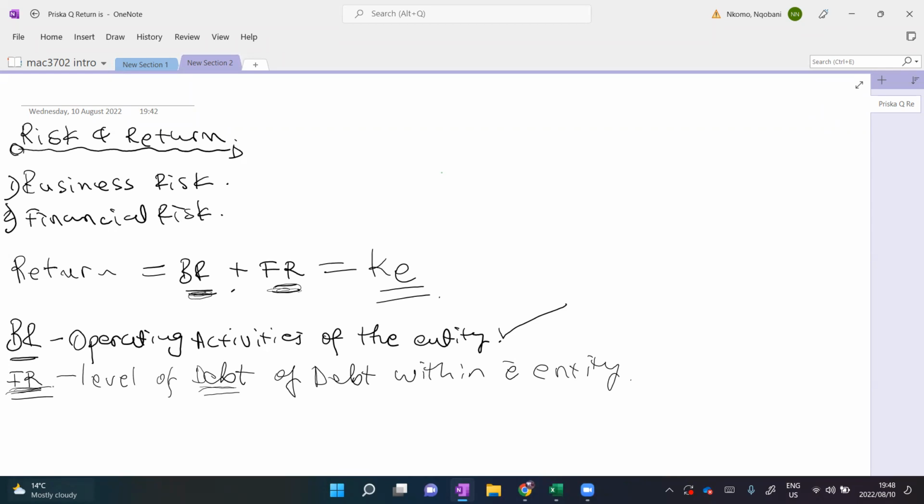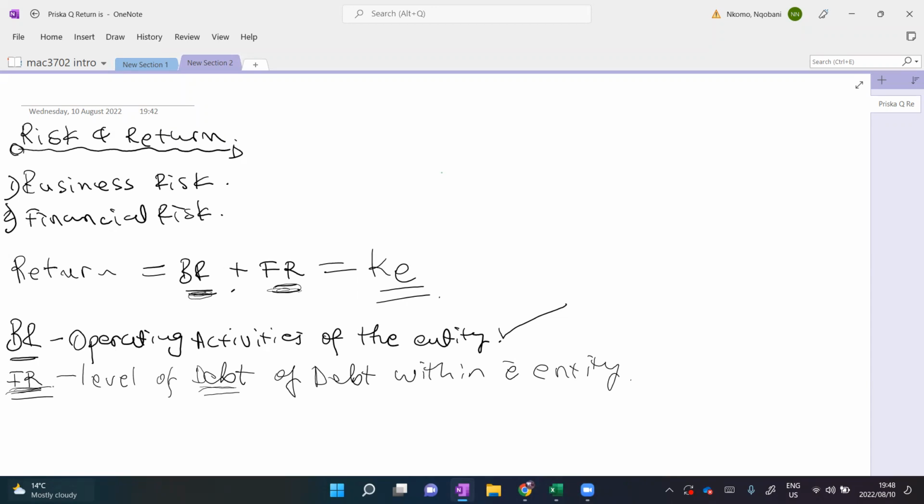So for you to just see what is happening, we are saying that the cost of capital of a shareholder first is going to see, right, if I want to invest in this entity, what are the business risks that we are going to face? Are we together?